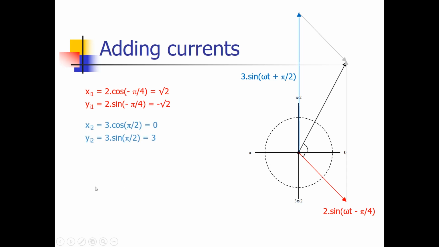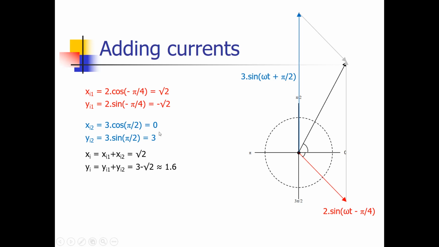Okay, but we can also calculate the vertical part, and of course we can also see that because it has the length of 3 and it has the phase angle of pi over 2 radians. Now we can add up both the horizontal parts and the vertical parts. So the horizontal parts together are this part, square root of 2, plus that part, which is 0. So the combination of the horizontal parts is the square root of 2.